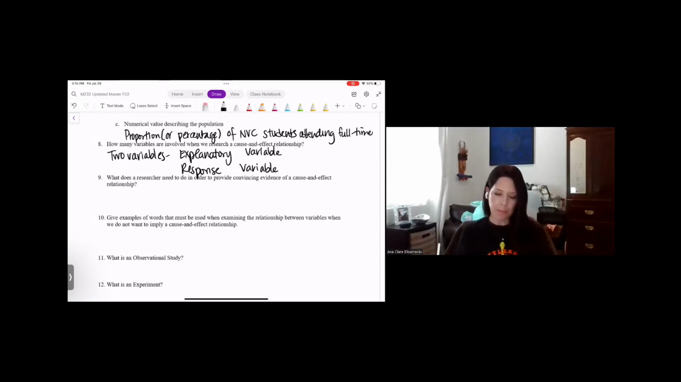I'll define those later. So a researcher needs to design and carry out an experiment in order to gain evidence for a cause and effect relationship. I cannot determine cause and effect just by observing data or collecting data. I have to impose a treatment, or I have to manipulate the variable in order to determine whether something causes another. Otherwise, it could have just happened by chance. I don't know that it's the thing that I want it to be that's making the difference.